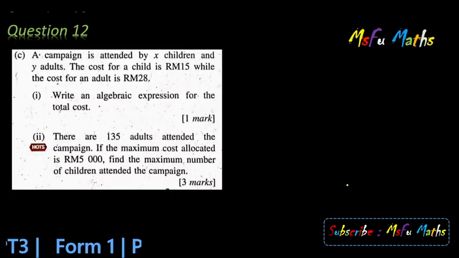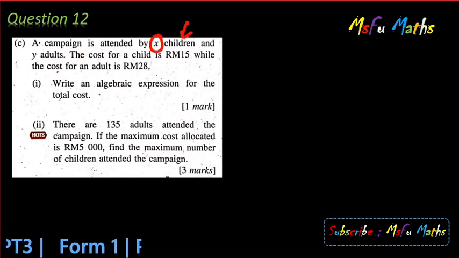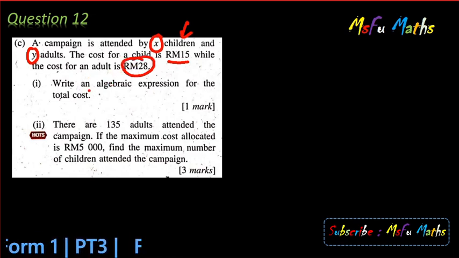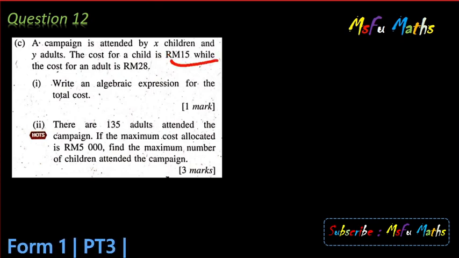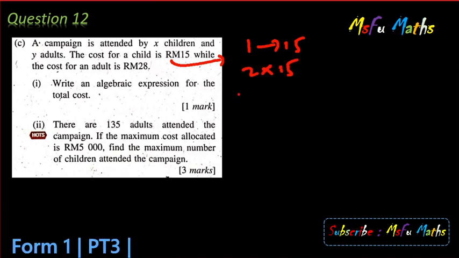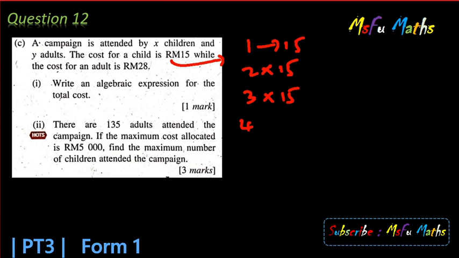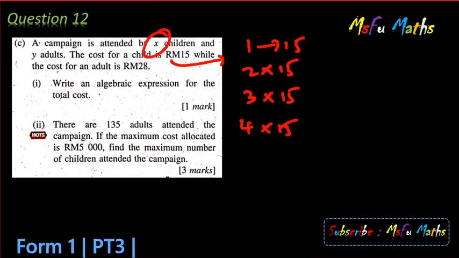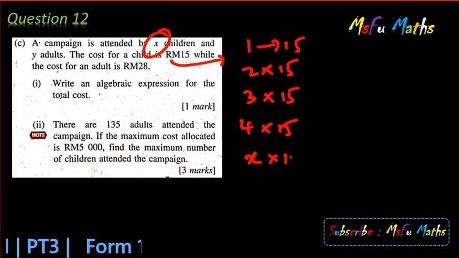Okay, this one, question number 12. Look at this. A campaign is attended by X children and Y adults. The cost for a child is 15 ringgit, while the cost for an adult is 28 ringgit. Write an algebraic expression for the total cost. So you have X children and you have Y adults. One child is 15. If 2, you times 15. If 3 children, you times 15. If 4 children, you times 15. So if you have X children, X times 15, isn't it?